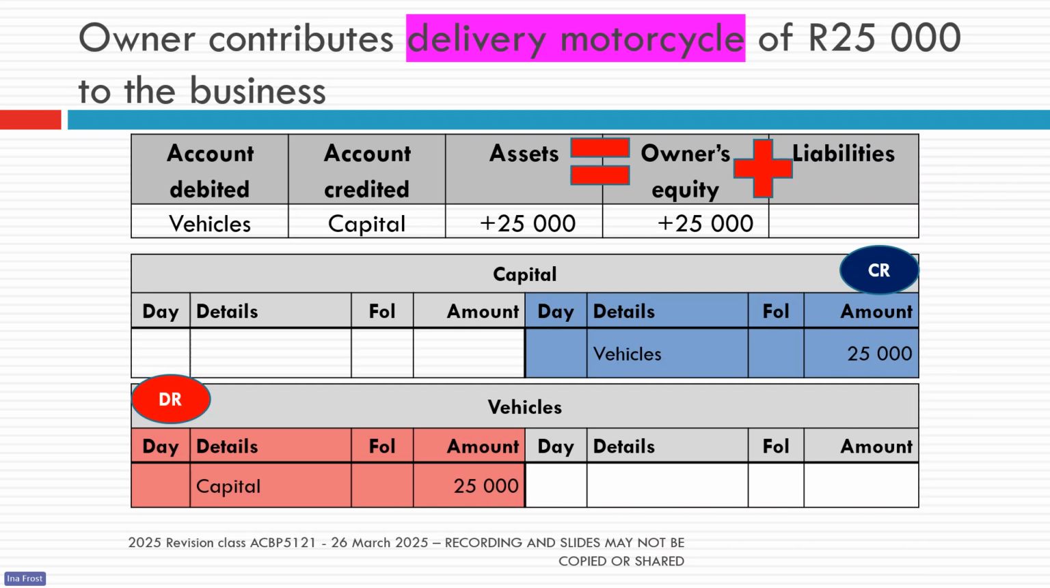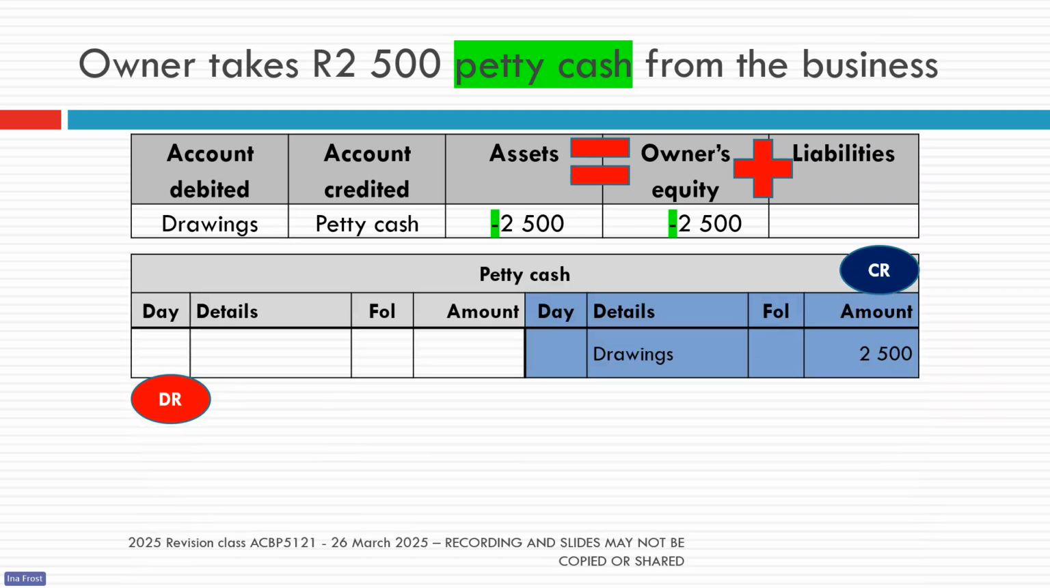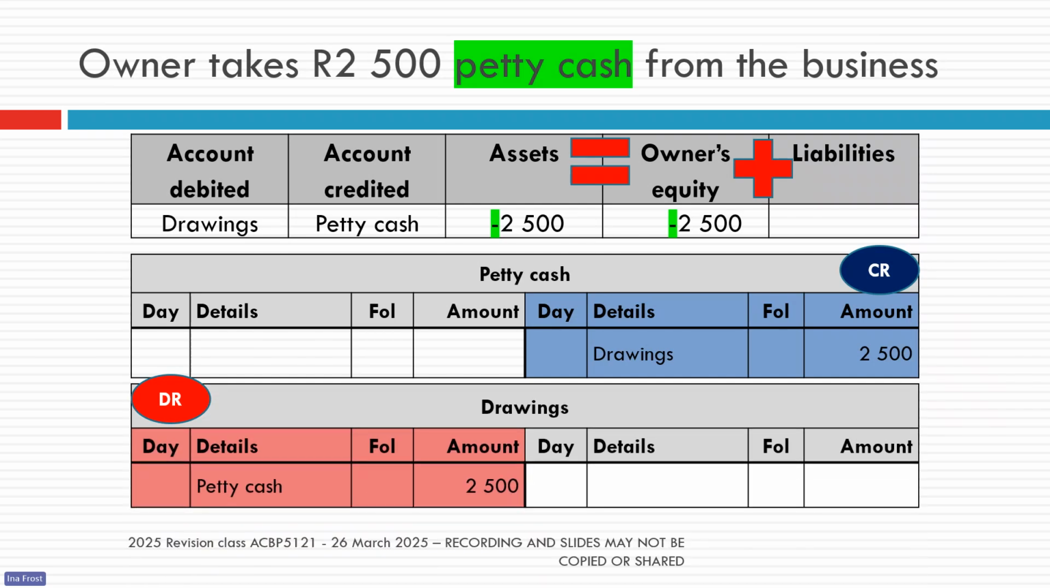Right, so the owner can give us cash or an asset, and we've looked at how we're going to do it both in the ledger and the accounting equation. Now, the next type of transaction is the owner taking something out of the business, and again, it can be two things. The owner can take cash from the business. Remember, when the owner takes out of the business, we call that drawings. When the owner contributes to the business, that is called capital. And when the owner takes from the business, that is referred to as drawings.